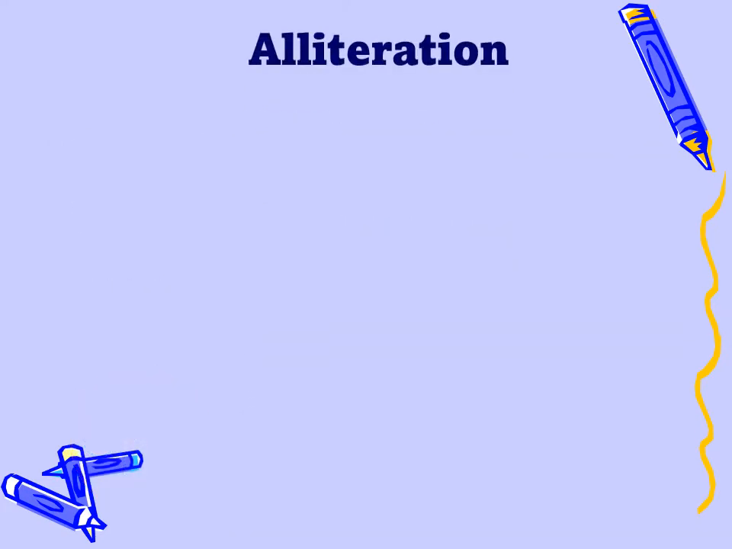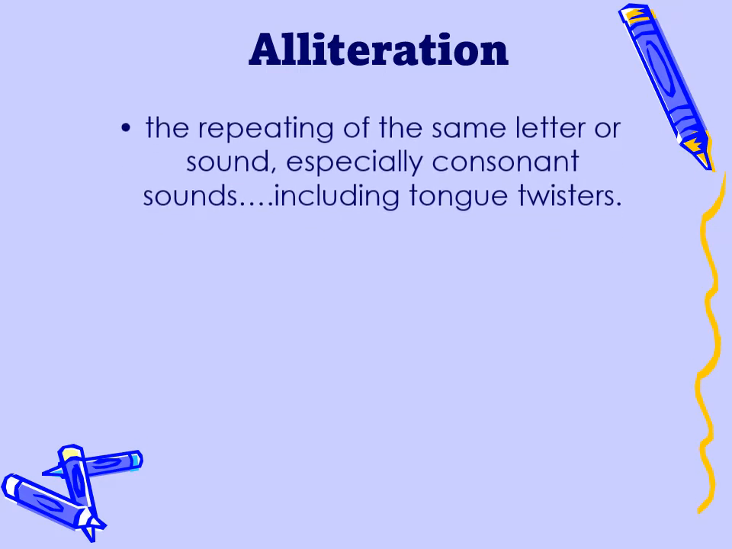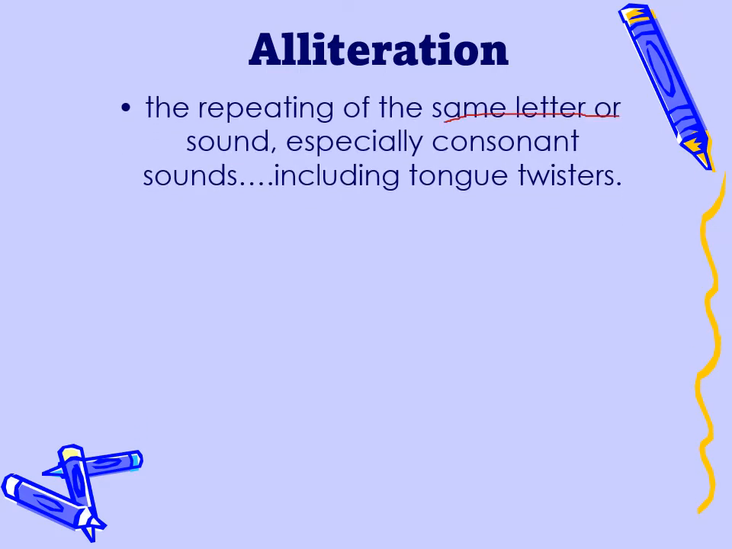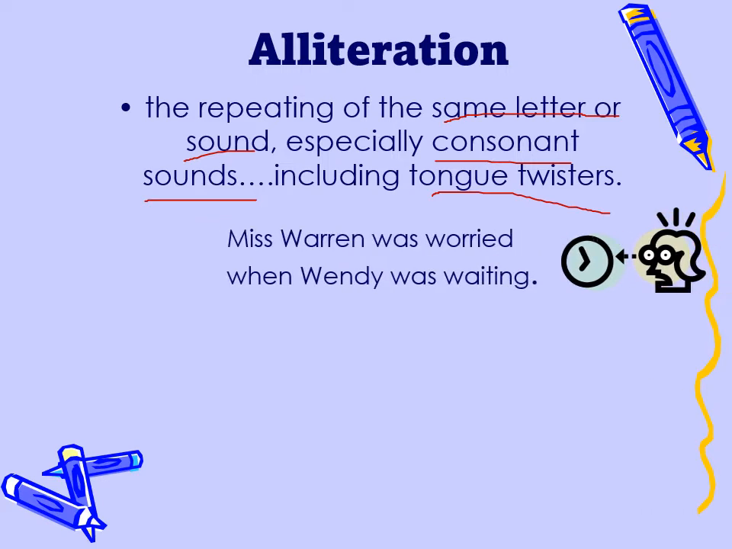Next, we have alliteration. So this is the repeating of the same letter or sound, especially consonant sounds. So good examples are the tongue twisters. Okay, let's see here. Miss Warren was worried when Wendy was waiting. So what is the repeating consonant sound in here? Okay, so we have the wa sound, the W. The consonant W was repeated.